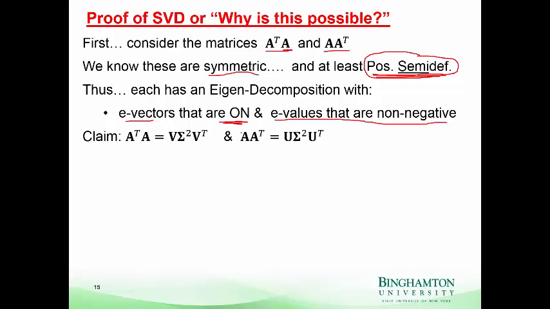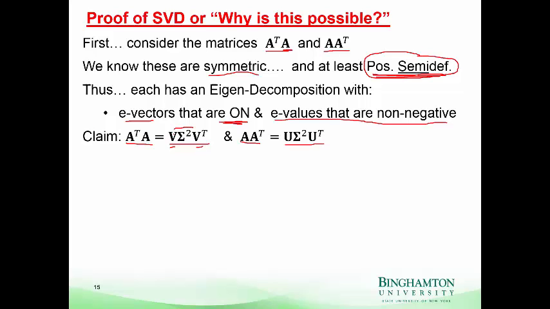So here's our claim. Our claim is that in terms of the V's and sigmas and U's that we've been talking about, we can write A transpose A this way, and that those matrices will be the V and the sigma matrix for the singular value decomposition of A itself. And we also claim that A A transpose can be decomposed this way. Now those look awfully like eigenvalue decompositions, right? We see that we have V and V transpose. That's the Q and the Q transpose that we were talking about. We see a matrix in the middle.